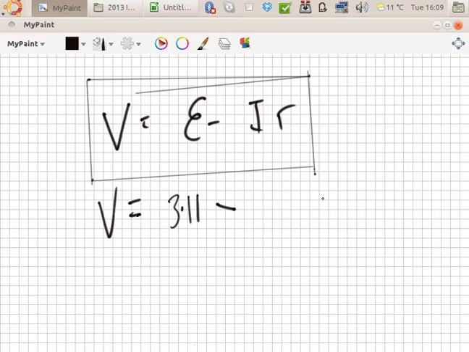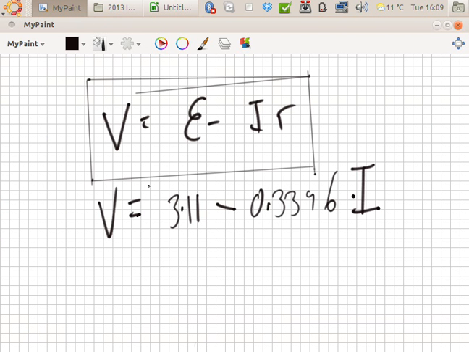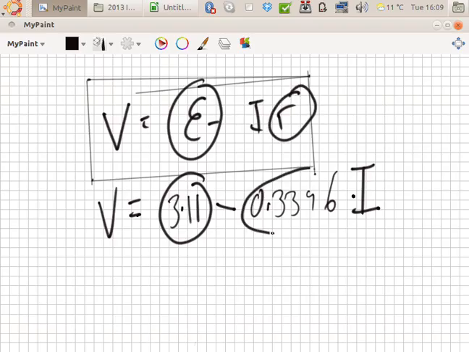Thank you. And now minus, M, 0.3396, times X. So if you look here, you got this from your graph, but you realize that if you compare the two, this here is the E, and this number here is the small r.